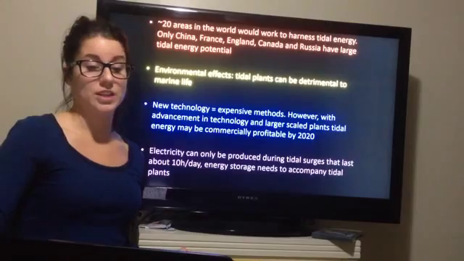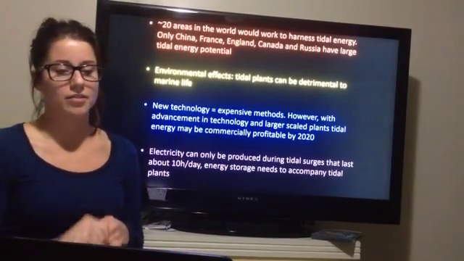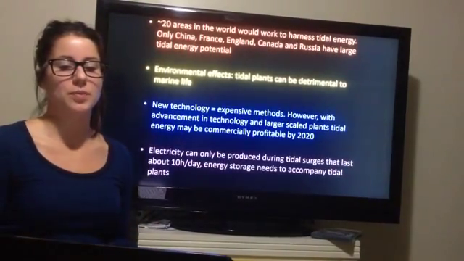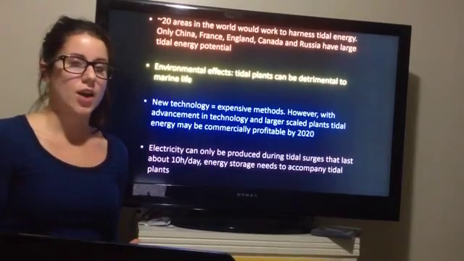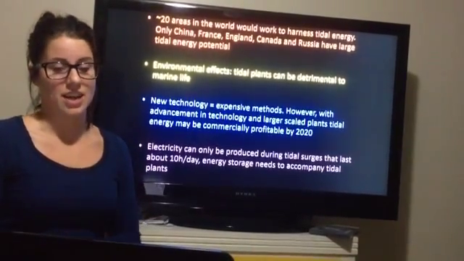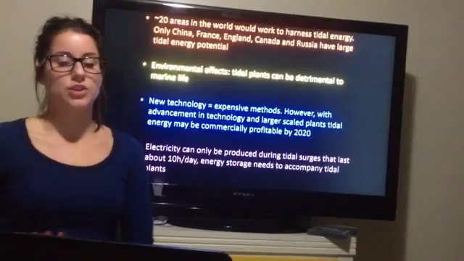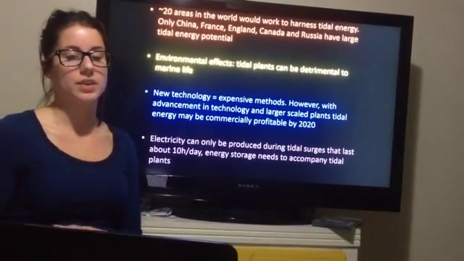profitable by 2020. And finally, electricity can only be produced during tidal surges, which actually last about 10 hours a day. But therefore, energy storage needs to accompany tidal plants.